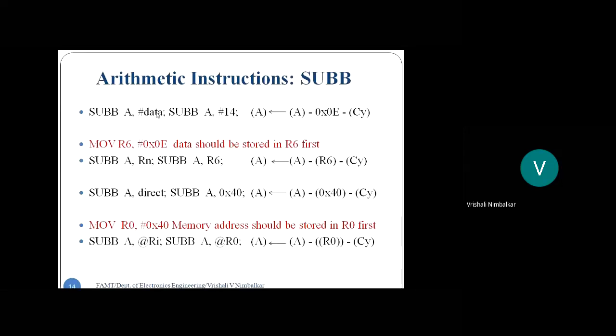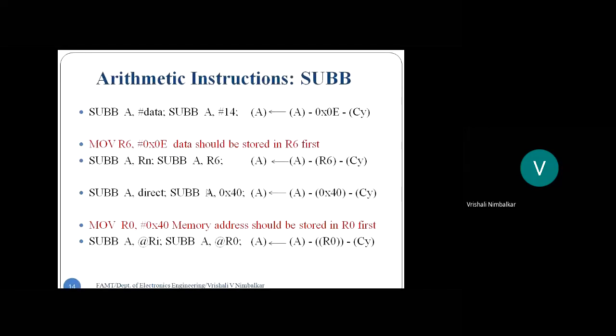So immediate addressing mode is possible, register addressing mode is possible. If it is register addressing mode, take the precaution of storing the second number in the mentioned register. If I'm using R6 in the instruction SUBB A, R6, one data has to be in accumulator, that is by default. Whereas the second number, you store it in R6 by the instruction MOV R6, hash E hex, and then use SUBB A, R6. Okay.